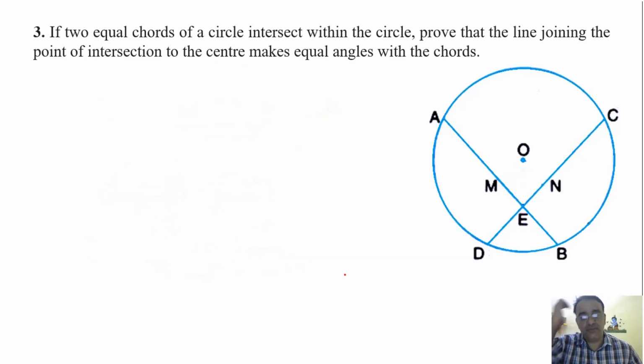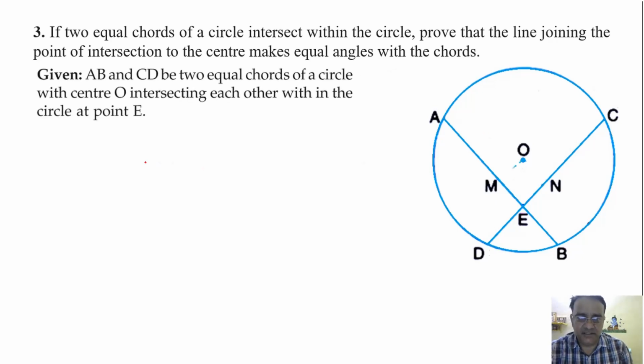Now, next question. If two chords of a circle intersect within the circle, prove that the line joining the point of intersection to the center makes equal angles with the chords. So everything will be same जो पिछले क्वेश्चन में किए थे. Every starting OM perpendicular to AB draw किए, ON perpendicular to CD draw किए and join OE. Right? So these are same.